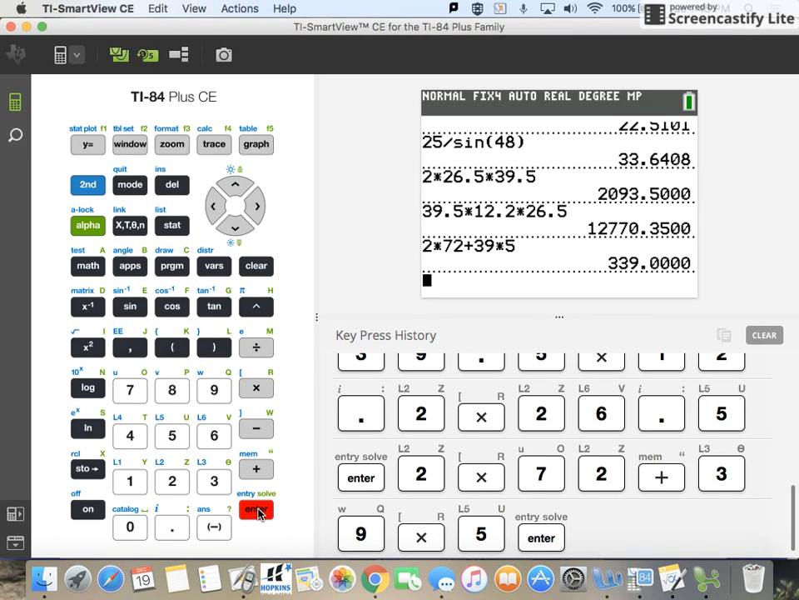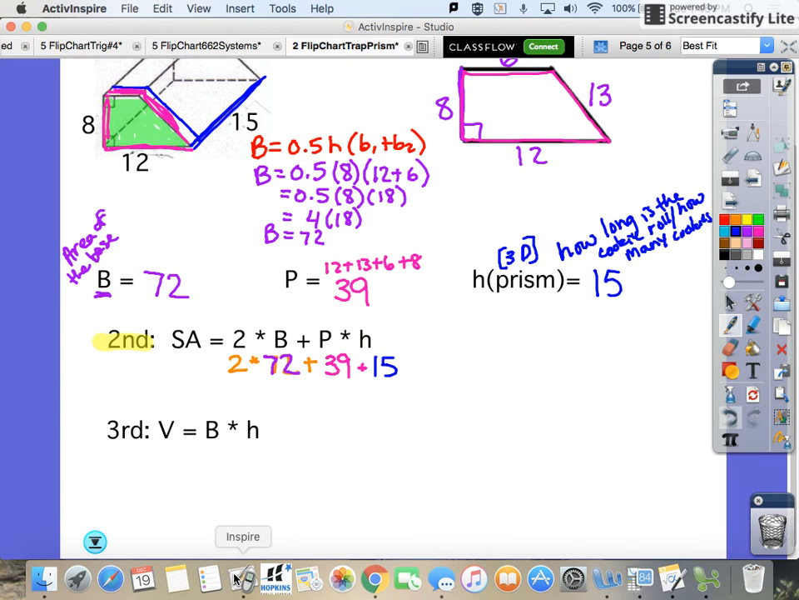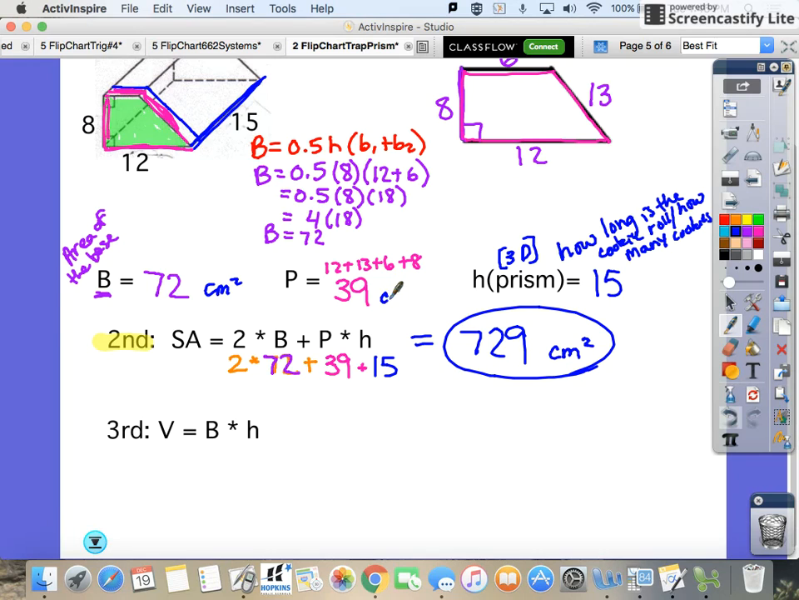We get, oh, that's why. 15. 729. And we'll say centimeters squared. We can go back to these other ones later and label if you want. This would be centimeters squared, centimeters.